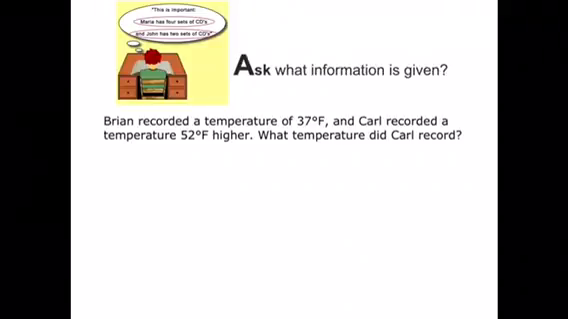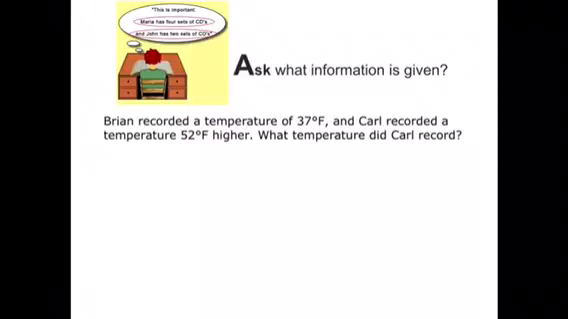In the second step of the strategy, I have to ask myself what information is given. So I'm going to read each sentence quietly, then I'm going to read it out loud, and then I'm going to find the number phrases and circle them. So Brian recorded a temperature of 37 degrees Fahrenheit, and Carl recorded a temperature of 52 degrees higher. What temperature did Carl record?